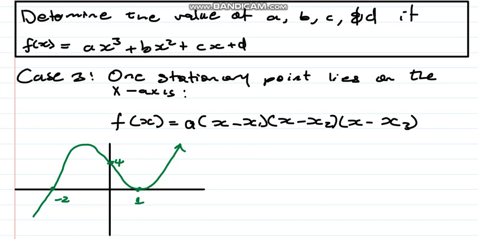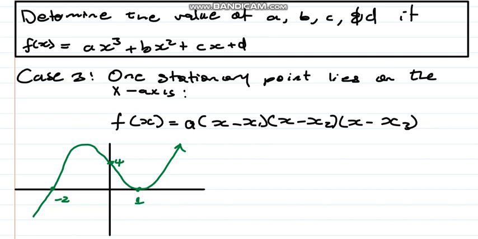Case number 3 looks at when one of the stationary points actually lies on the x-axis, right? It's a turning point, but it's also an x-intercept. So we know that one stationary point lies on the x-axis, and we need to find this cubic function's equation.